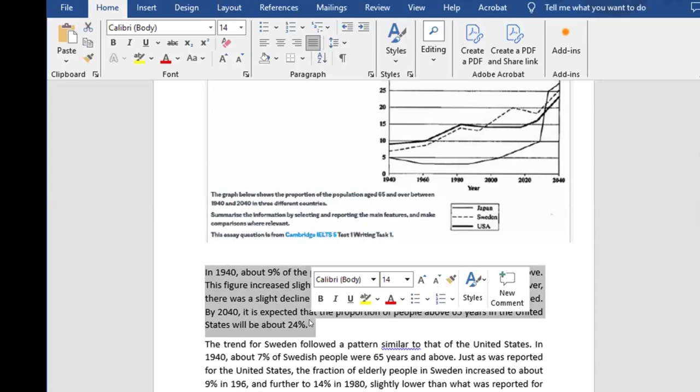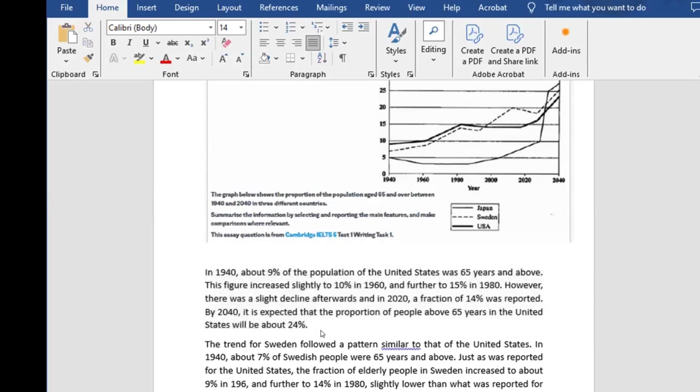And like I said, preferably start with the biggest one, the one that had the biggest figure at the beginning of the period. After finishing with that country, now move to the next country. And then as you are describing it, you cannot be comparing it to the first country. That's good cohesion. So I'm demonstrating cohesion. I am also comparing, and I'm using my percentages correctly.